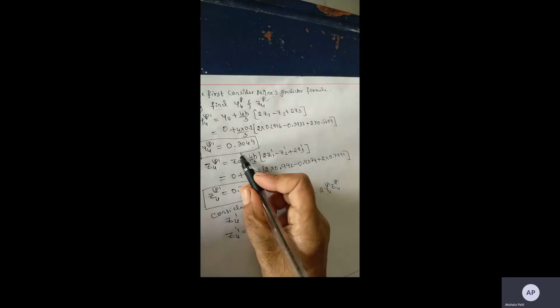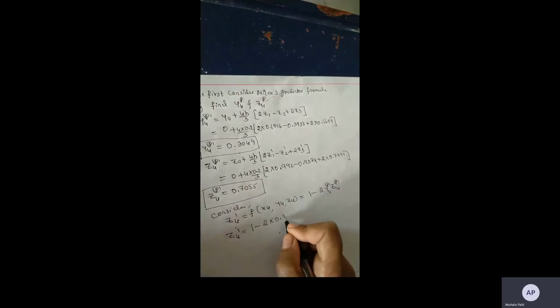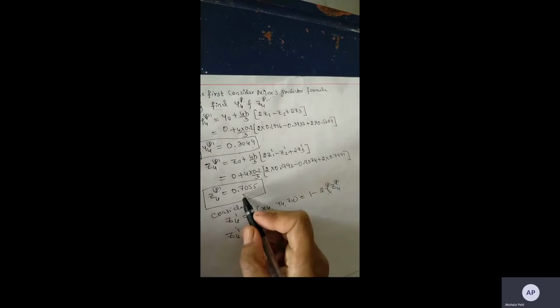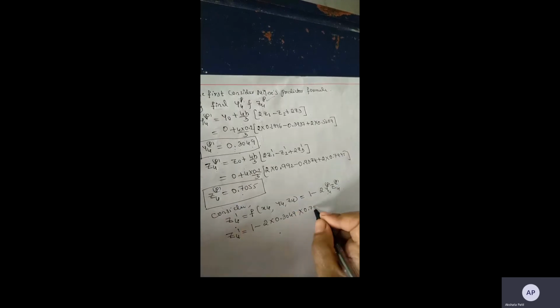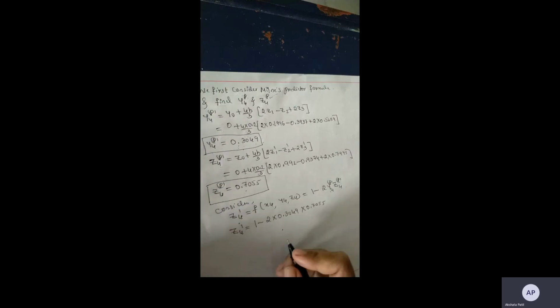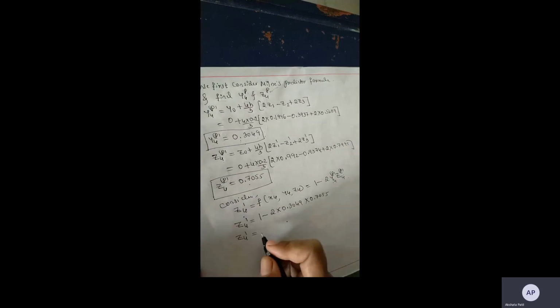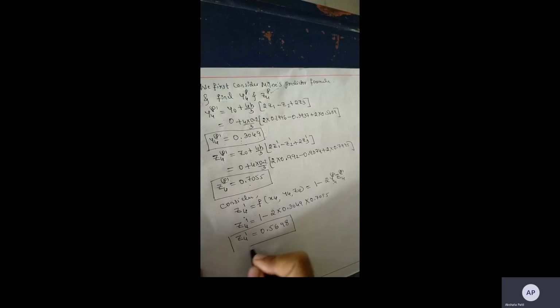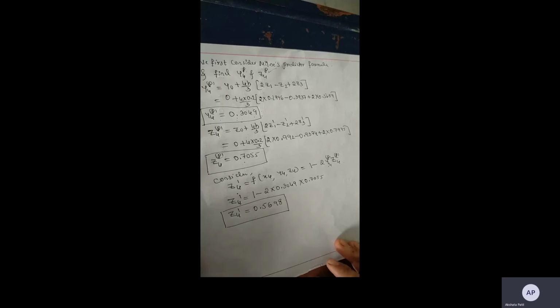Let us substitute here: 0.3049 into z4 of predictor value, how much are you getting? 0.7055. So substitute here and simplify it. You will get z4 dash equals 0.5698. So the z4 dash value is 0.5698. This is our step 4. Okay, and let us move on to step 5.